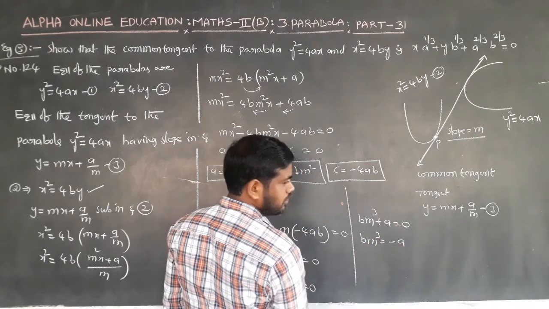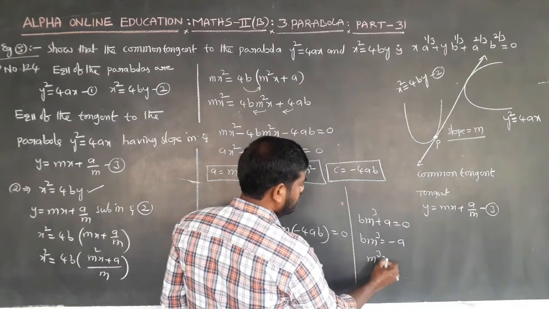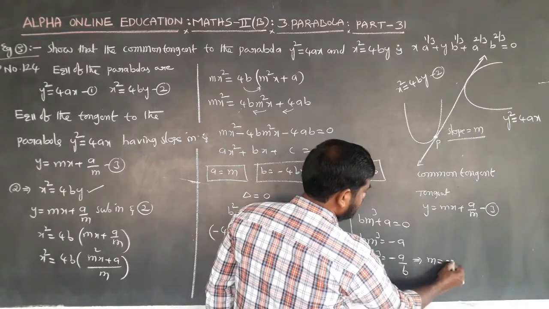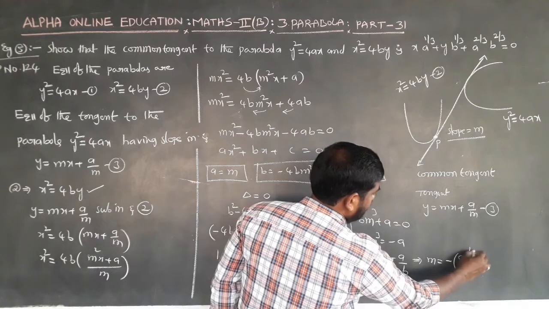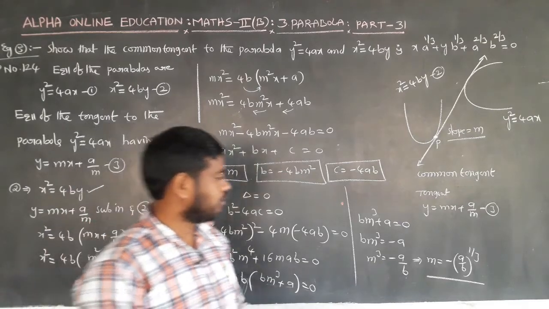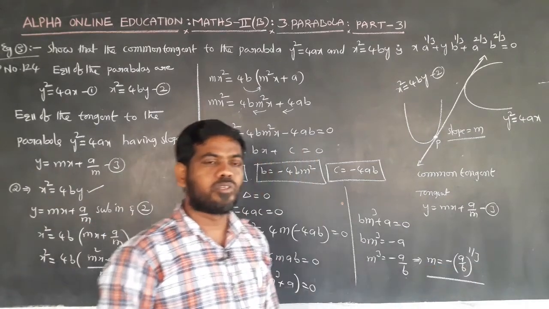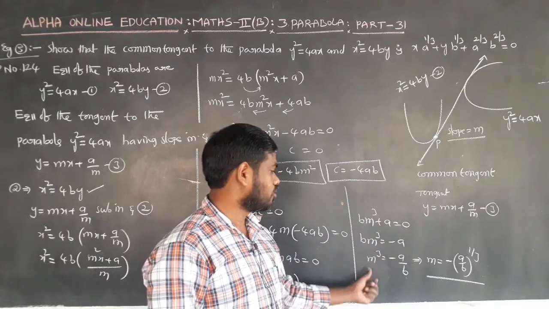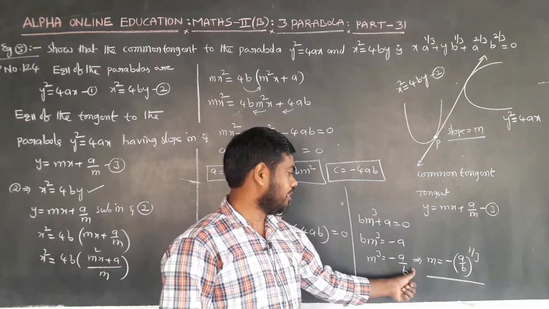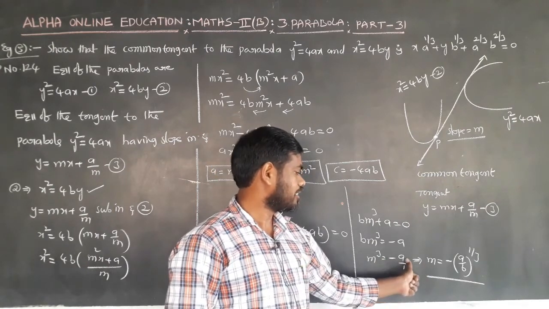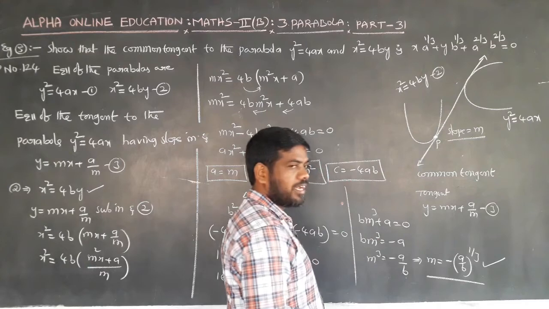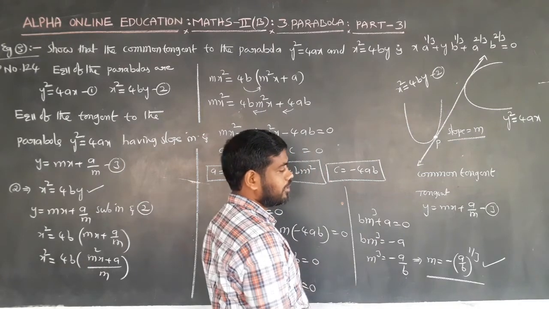b m cube is equal to minus a. m cube is equal to minus a by b. So m is equal to minus a by b whole to the power of 1 by 3. Here taking cube root on both sides, m power 3 is equal to minus a by b means m is equal to minus a by b whole to the power of 1 by 3.